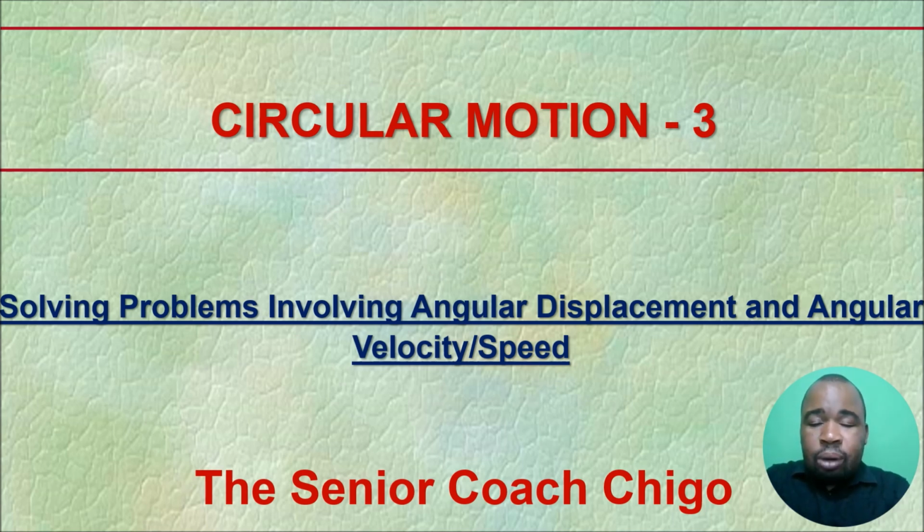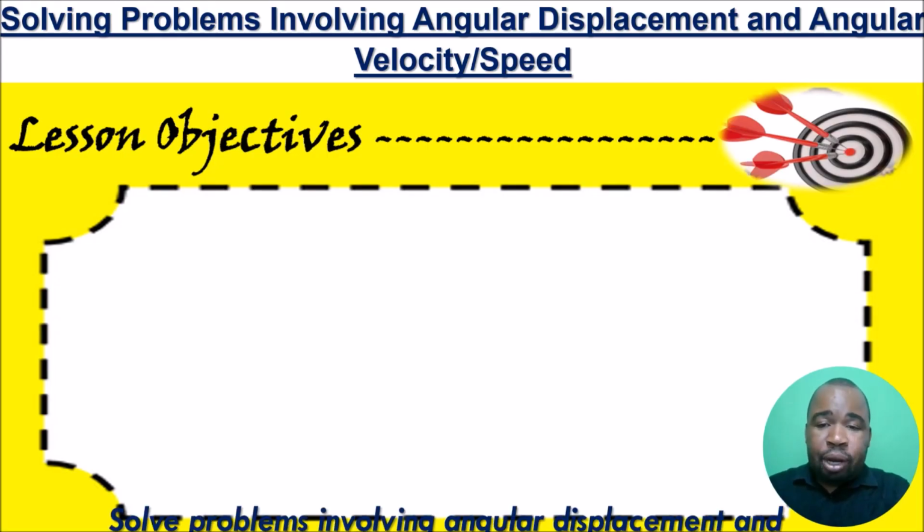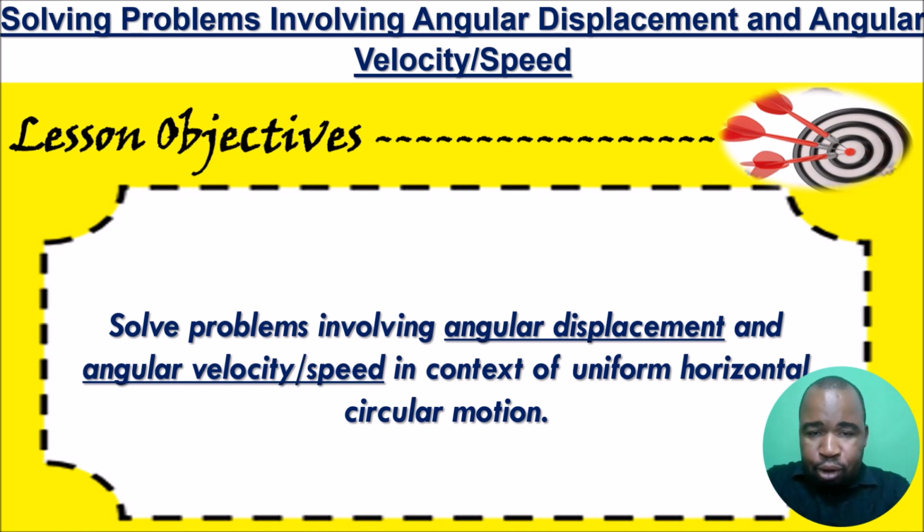And in today's class, we're looking at how to solve problems involving angular displacement and angular speed. By the end of today's class, you are expected to solve all the problems involved in angular speed and angular displacement only for a uniform circular path. We have been concentrating on the horizontal circle and are continuing to do so. The next part is when we look into a vertical circle.